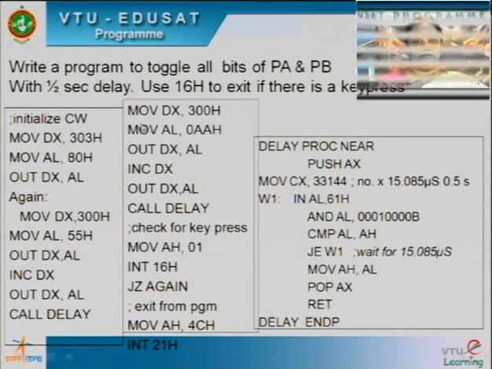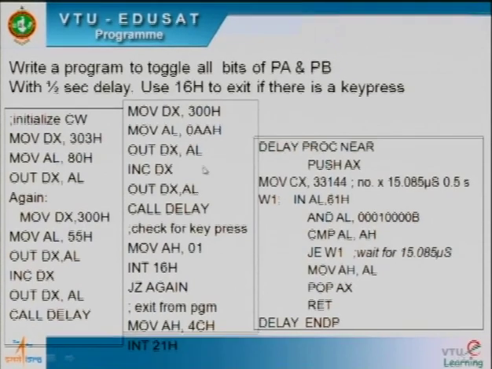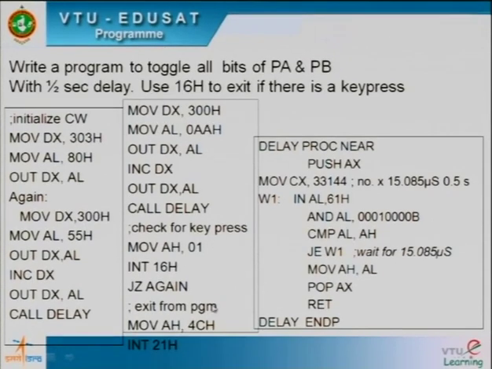So once again we have a program to toggle all bits. Once again, use half a second delay, use 16H. So this you can just go through. That's your control word register, then 355 delay, and then again A, then a delay, check for key press and exit. Then you have a delay procedure. Here also one instruction is missing, loop W1 here.